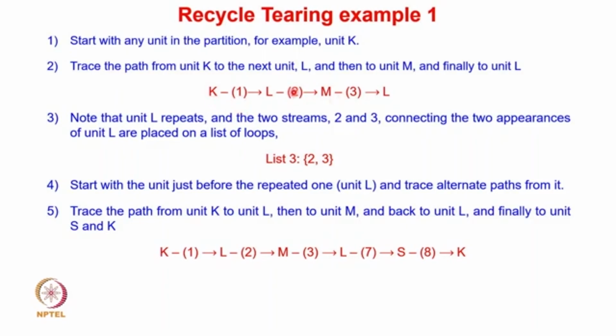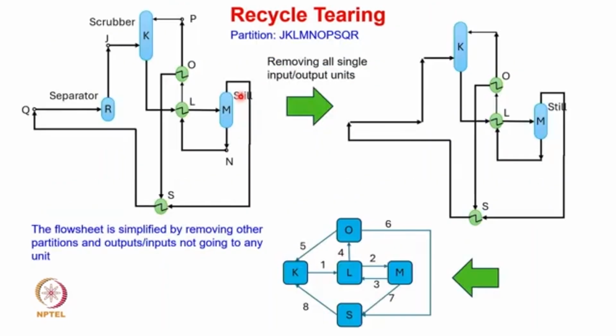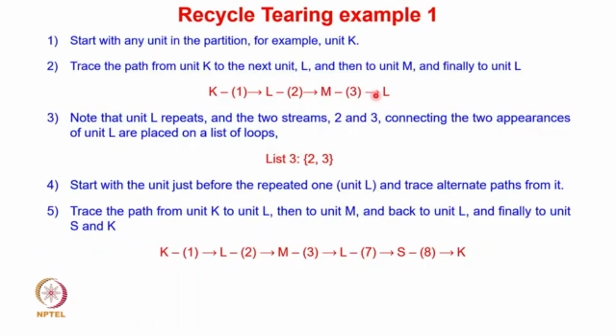You can see that from K to L the stream is 1, and from L to M the stream is 2, and from M to L it is coming back, the stream is 3. So that is what is represented here. So clearly this particular unit is getting repeated here. So this is a loop. Clearly this is a loop. So we can represent this loop in terms of the streams as 2 3.